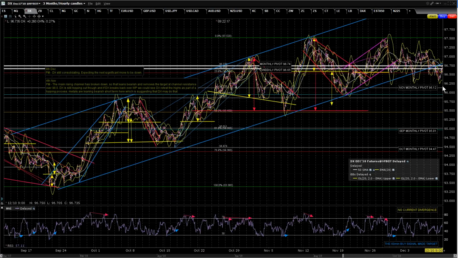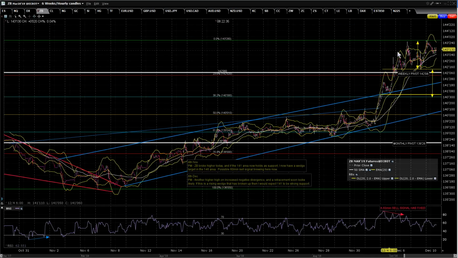DX still trading sideways, still waiting for any sort of definitive move down. This sort of very retracement wave type stuff could be a triangle, in which case I'd probably lean bullish on it into a retest of the high. We could still do a retest of the high, we shall see.